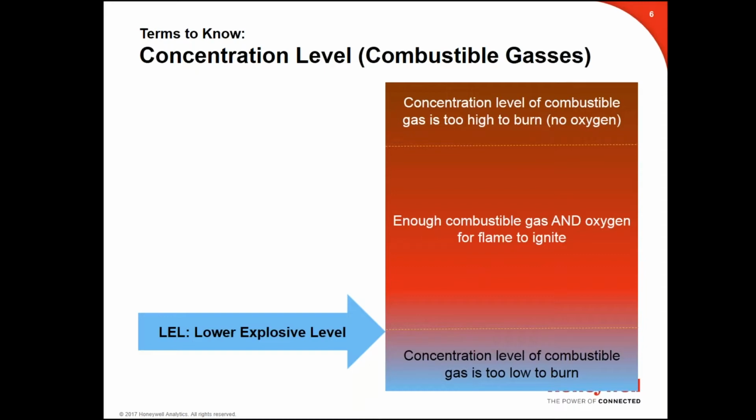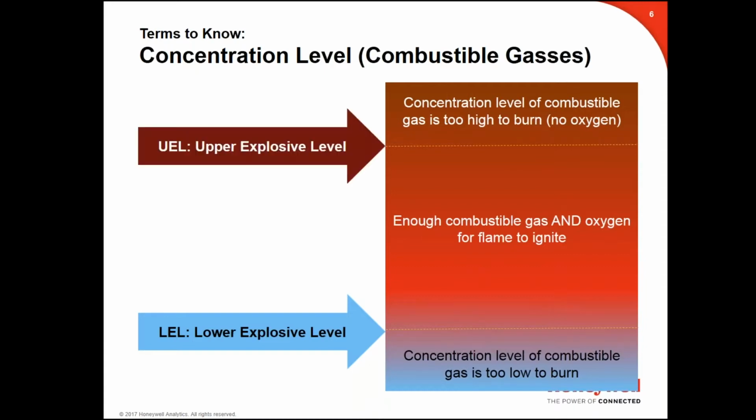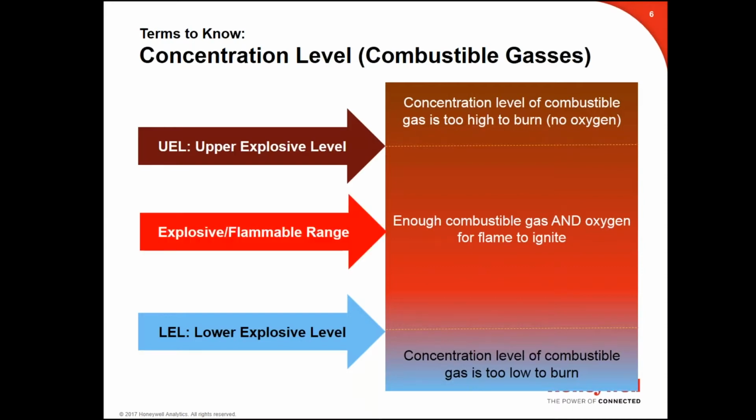The term upper explosive limit is defined as the maximum amount of gas that must be present in air in order to ignite. Concentrations that are above this level are considered too rich to ignite. So mixtures of gases and air will burn only within the flammable or explosive range boundaries that are defined by the upper and lower limits, okay? This region is considered the explosive or the flammable range.